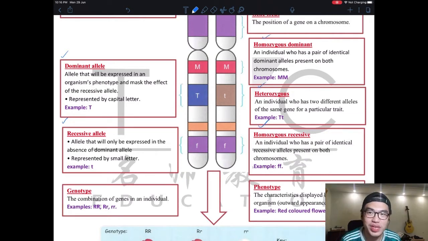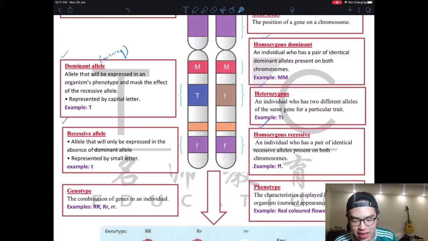So what is a dominant allele? A dominant allele is sort of like the winning guy. If dominant is present, it will always show. What do I mean by this? Let's look at the point: an allele that is expressed in an organism's phenotype and masks the effect of the recessive. If you don't understand, never mind.